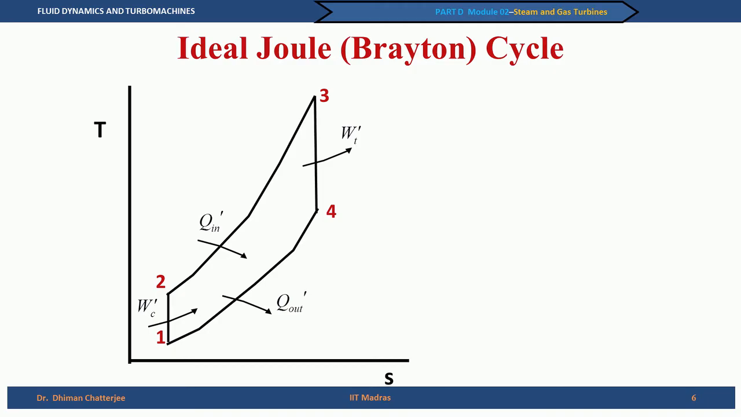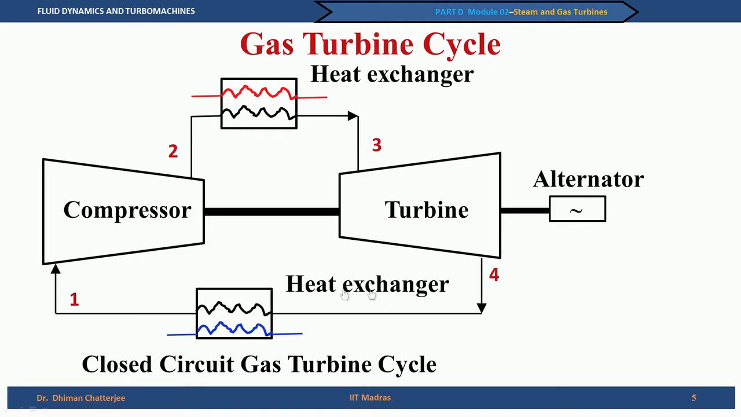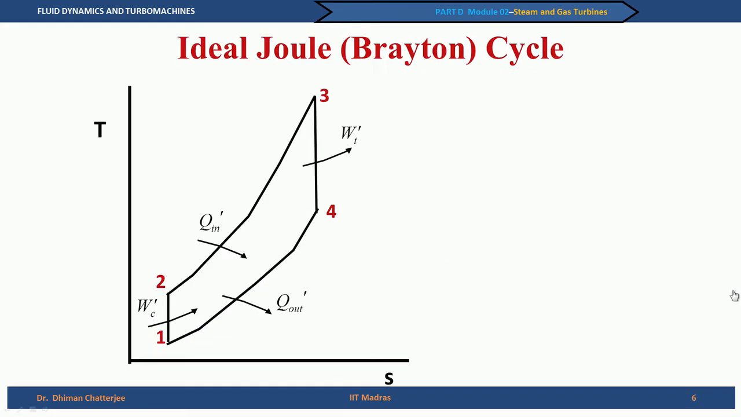In the Joule or the Brayton cycle, before we go into that, let us see the numbers again. 1 to 2 is across compressor, 2 to 3 is heat exchanger, the constant pressure process heat addition, 3 to 4 is expansion in the turbine, and 4 to 1 is again constant pressure, but heat rejection this time. So, if I look at it, 2 to 3 is heat addition, 3 to 4 is work done by the turbine, and 4 to 1 is heat rejection.